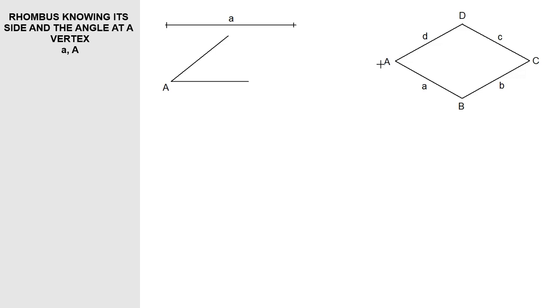Once we realize this, we should analyze a generic rhombus in order to know how to work with the data given. In this rhombus here, we know its side, so we know its four sides, and we also know this angle that two adjacent sides form.